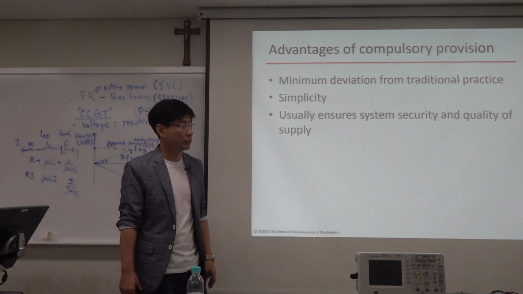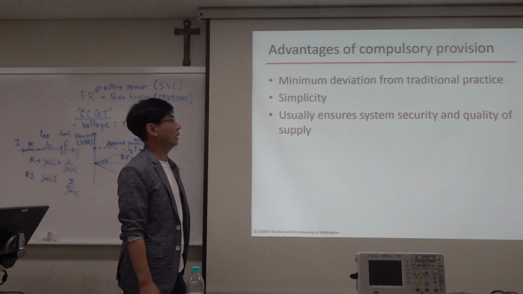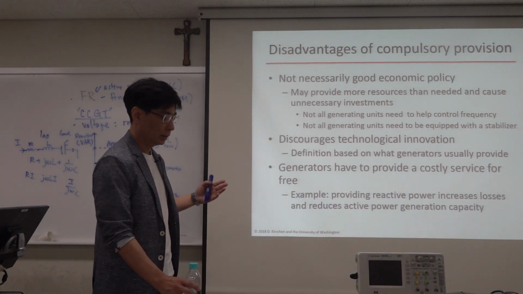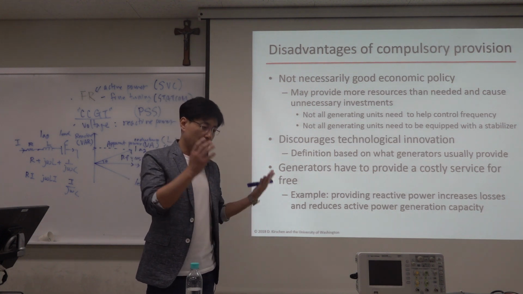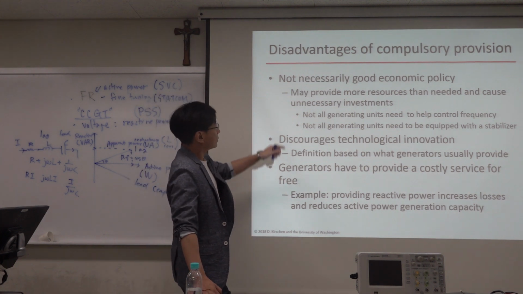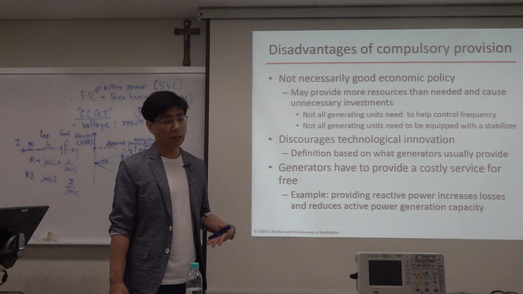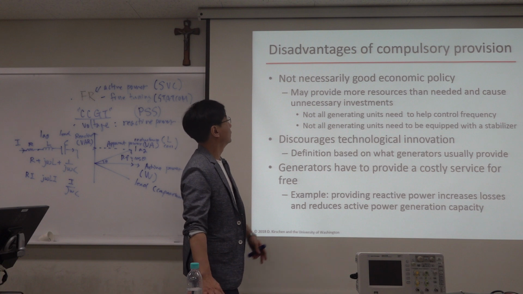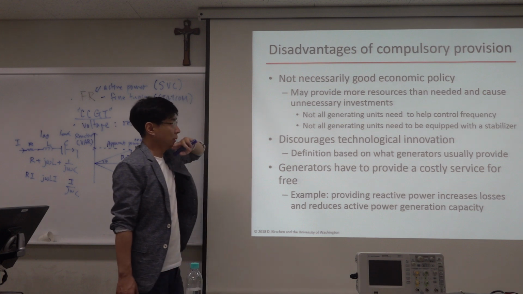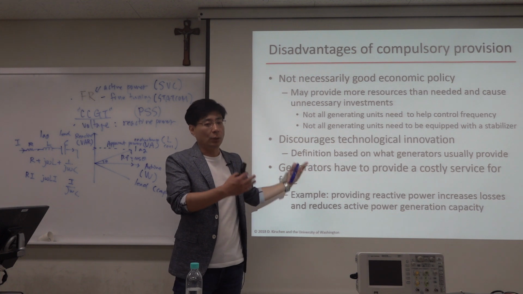Reliability, their operational experiences. It's simple and usually ensures system security and quality of supply. But the disadvantage is that this is kind of mandate, and this is a rule, a restriction. That is not efficient typically. So from economist perspective, this is kind of wasting resources. So may provide more resources than needed and cause unnecessary investment. So kind of over provision. So that kind of resources are in waste.